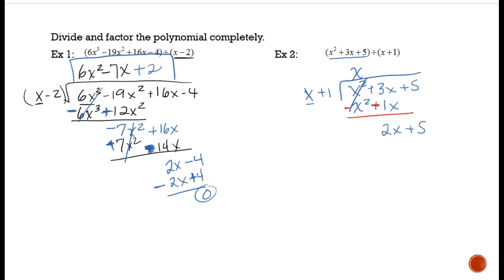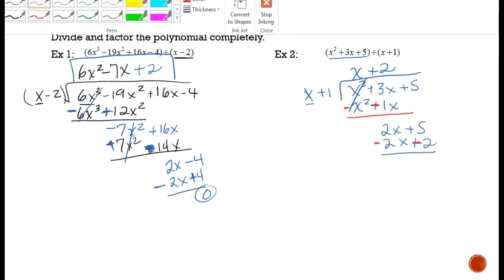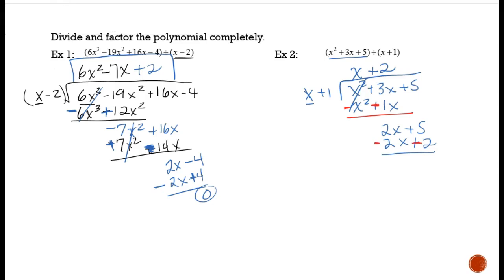Okay. And then what do I need to multiply x by to get 2x? Just a 2. Distribute the 2. I get 2x plus 2. Change my signs. And then I will get, that goes to 0, and this leaves me with a 3. Well, there's nothing I can multiply x by to get 3. So this is a remainder.